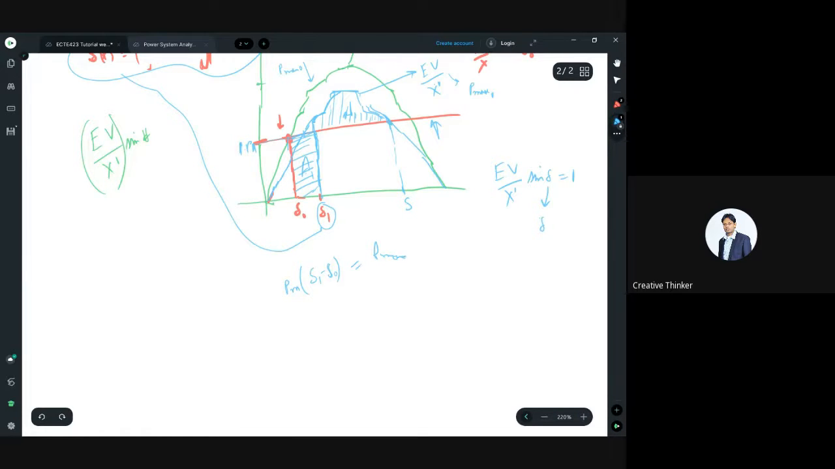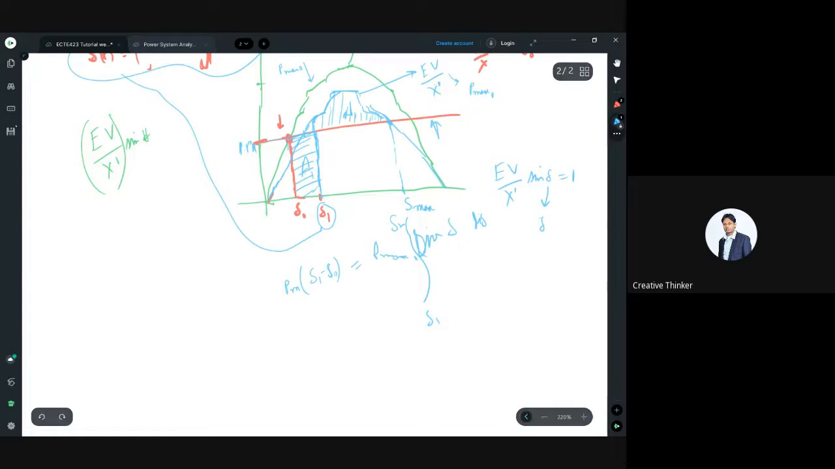P max 1 into sine delta. From where to where? I have to integrate this P max sine delta from delta 1 to delta max, the angle which you have to calculate, d delta.